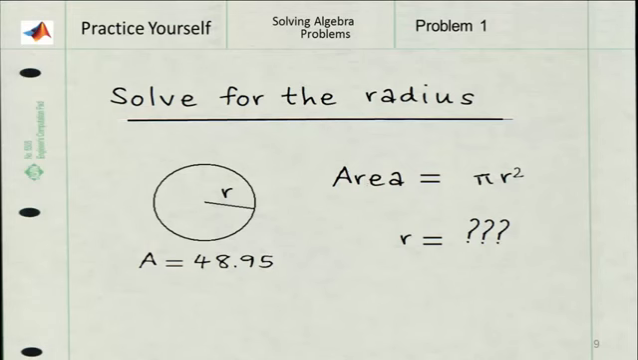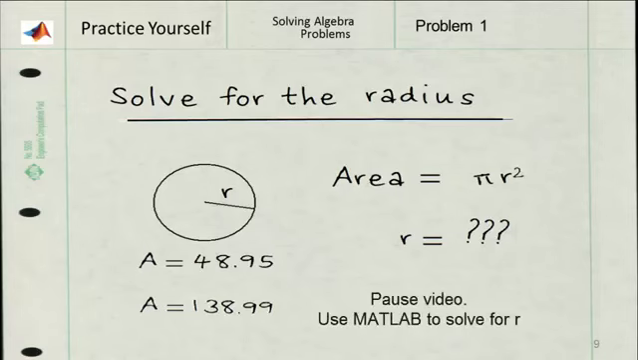Go ahead and test your own understanding. Solve for the radius of this circle. The area is known, the equation is known, pi, remember, is pi, do not type 3.14, but go ahead and pause the video and try it. Try to solve for r. When you're done, make a quick change using the up and down arrow keys to change the area to 138.99.